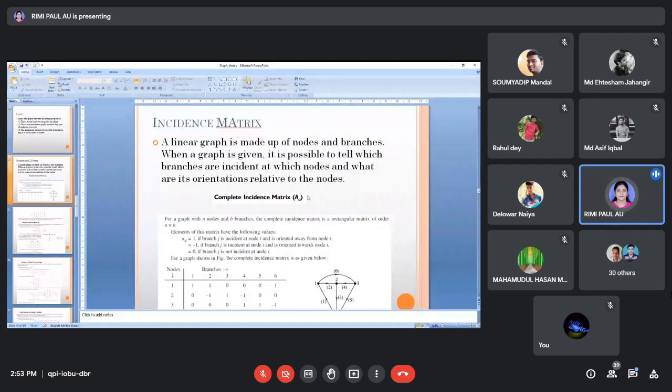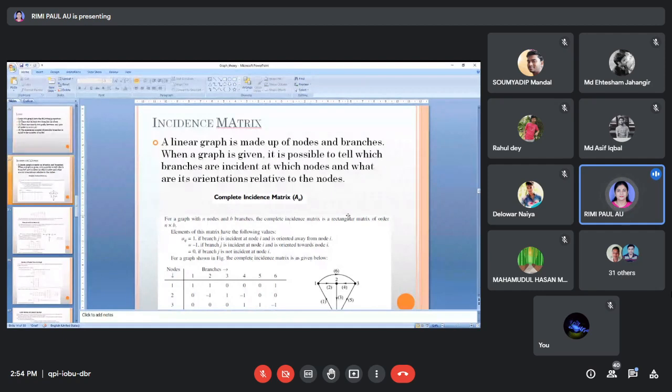Next is the incidence matrix. Okay, I already told you subgraph, directed graph, twig, co-tree, cord or link. Now what is a path? A path is an ordered sequence of branches traversing from one node to another node, and this is called a path in a graph. This is the definition: an ordered sequence of branches traversing from one node to another node is called a path.